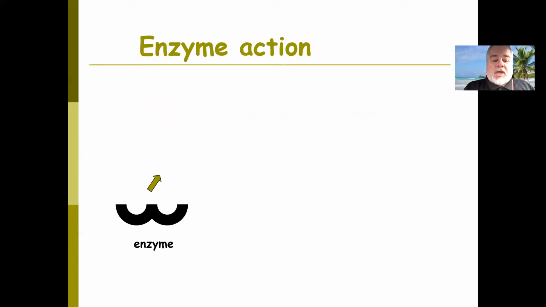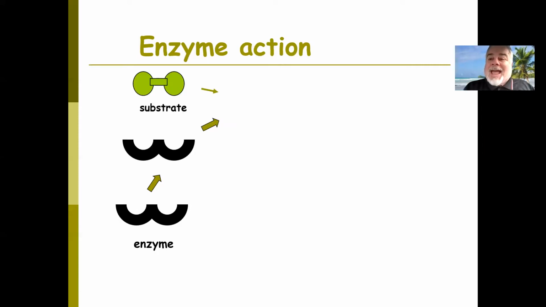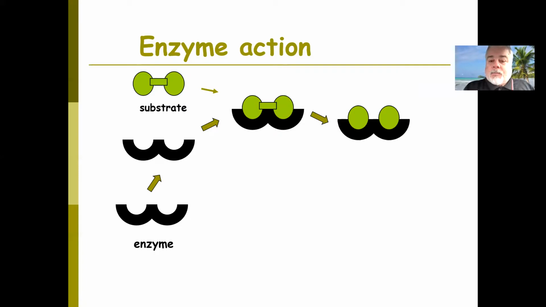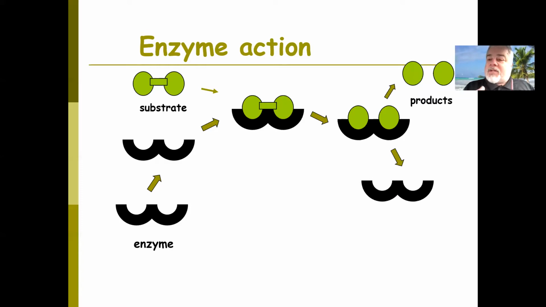So we could look at it this way. Here's the enzyme, and with its combination of shape and charges, it can interact with the substrate, and now that substrate forms the enzyme substrate complex. The bond is broken. The products now are released, and the enzyme is unchanged and can go back and do it again and again and again.